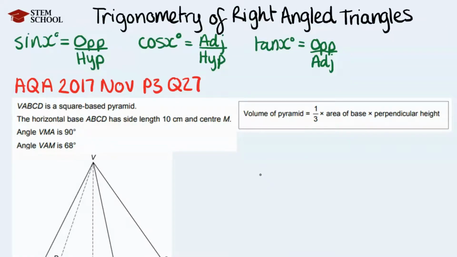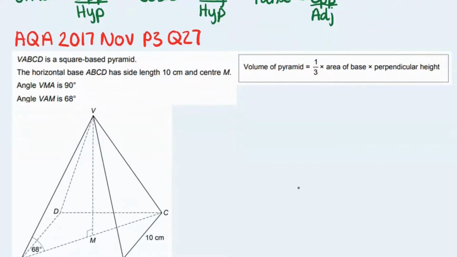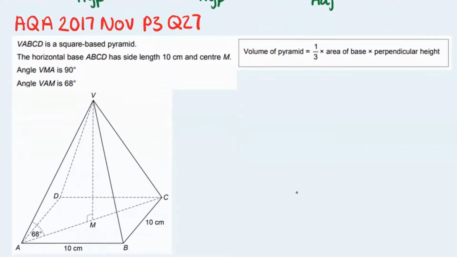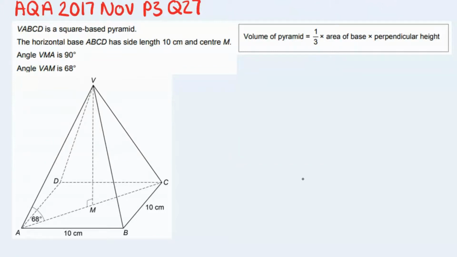So the final exam question is a lot more problem solving based, okay? In fact, if you're able to do this question, you'll be absolutely fine for trigonometry of right angled triangle questions in the exam, okay? This is a lot more complex, but we'll have a read through this question and you can see the typical strategy you'd use to approach this type of question.